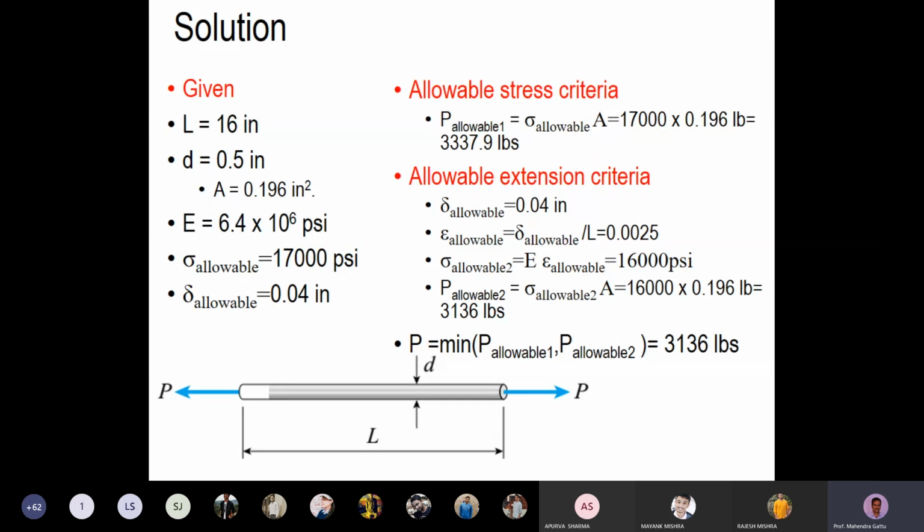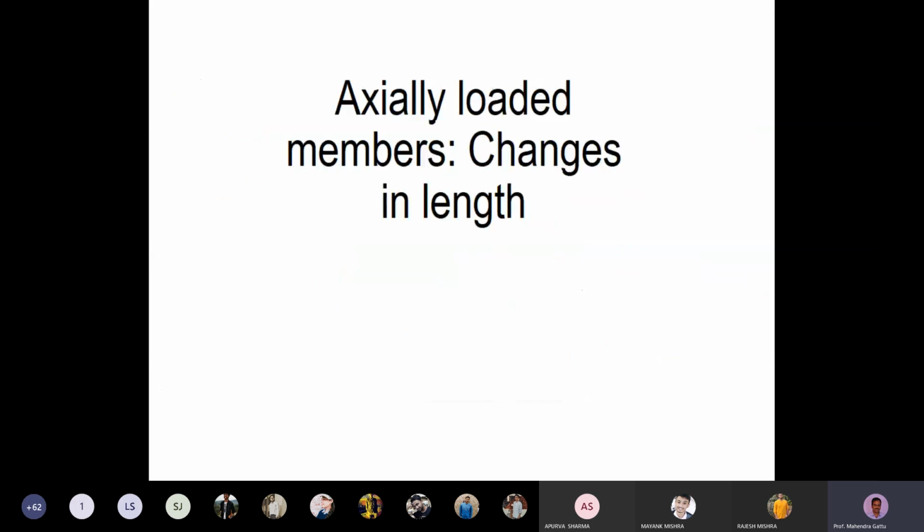Now we'll go to the next part where we will discuss axially loaded members. That is, members which are subjected to tension or compression, like pure tension and pure compression, and we are going to find the changes in length which can take place. So this part is basically chapter 2 of the textbook by James Gere. So you can refer to that also.